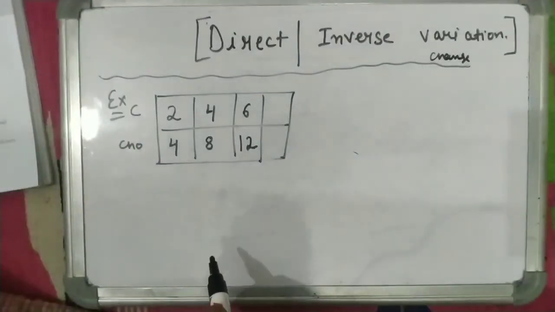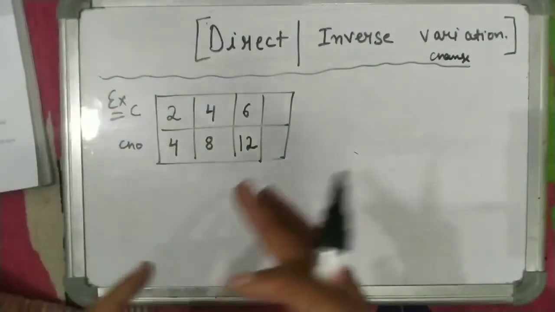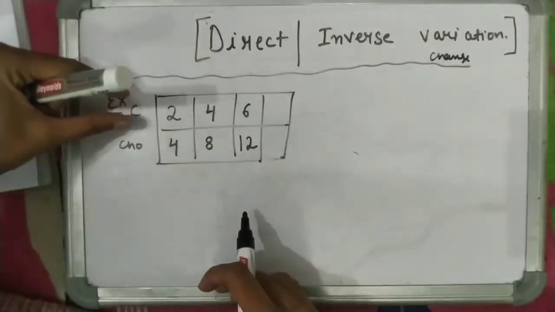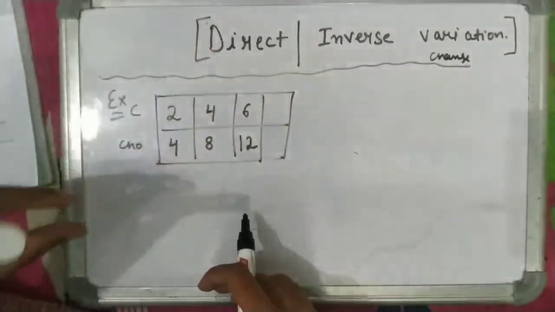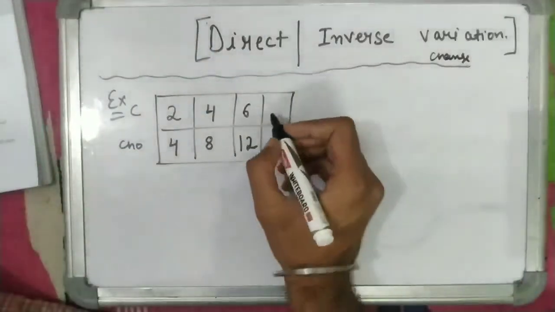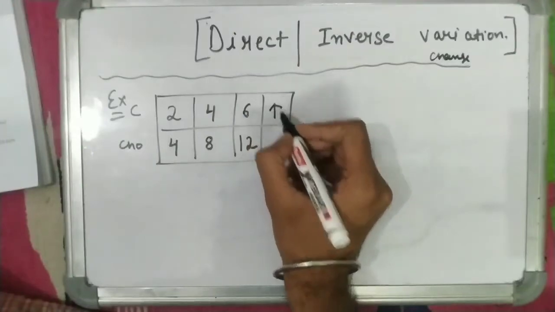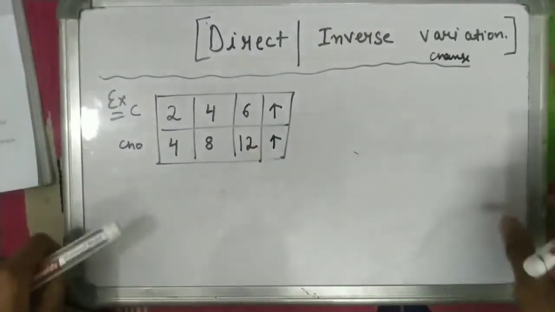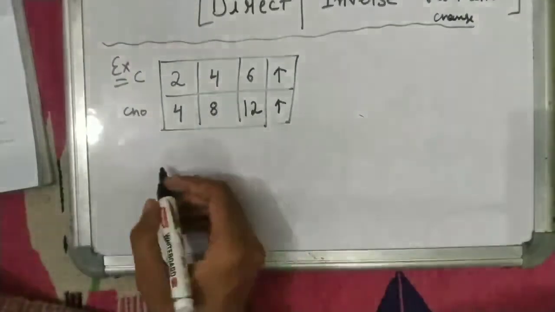So now this change is called direct variation. Direct variation means the number of candies is increasing, and the number of chocolates is also increasing. By the increase of candies, the number of chocolates also increases. Okay, one more example.